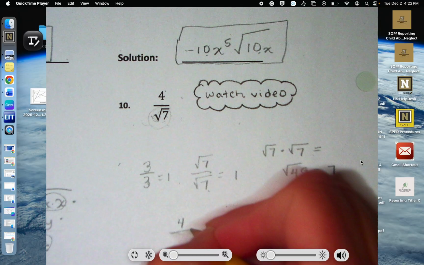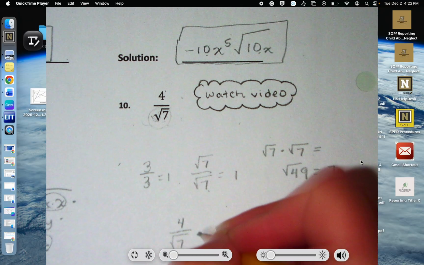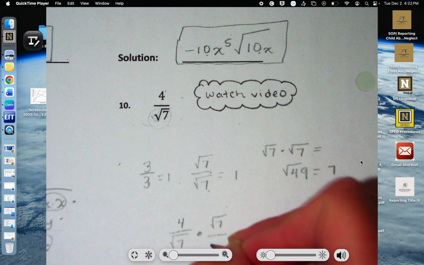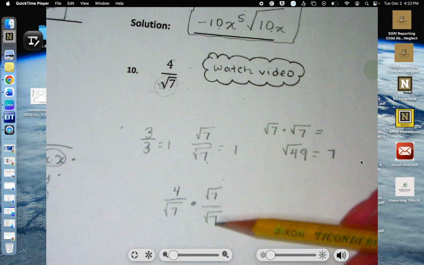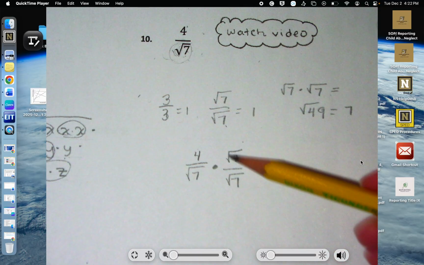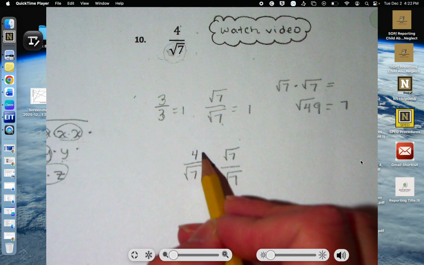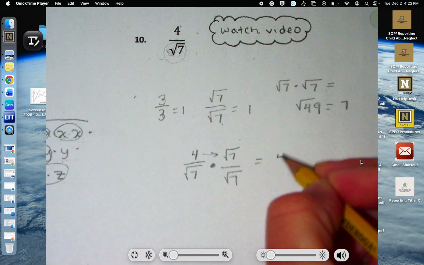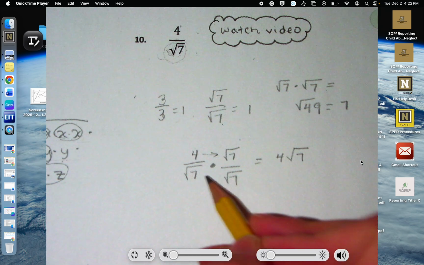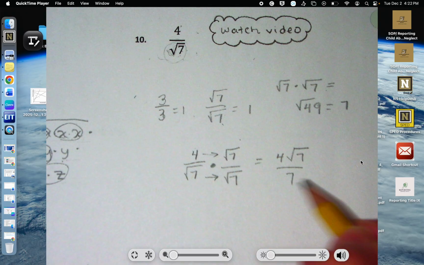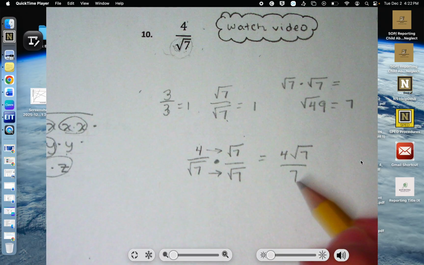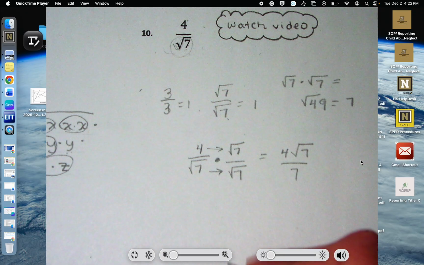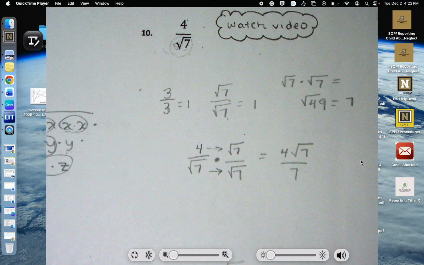So I'm going to take this 4 over square root of 7. I'm going to multiply both the numerator and the denominator by square root of 7, right? So it's basically like multiplying it by 1, but when I work across, I get 4 square root 7. And when I work across here, now I have just a regular old 7. So that would be my answer: 4 square root 7 over 7.